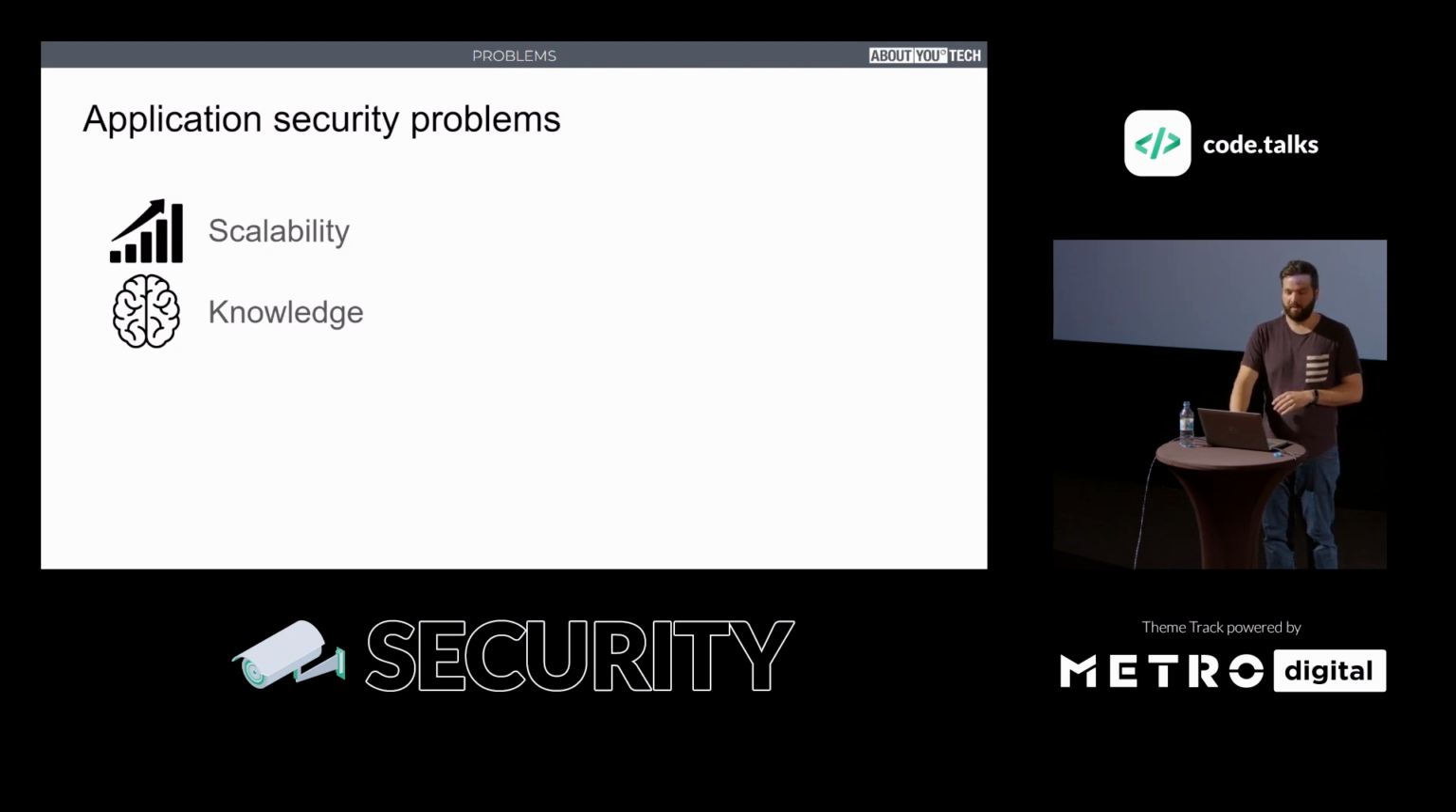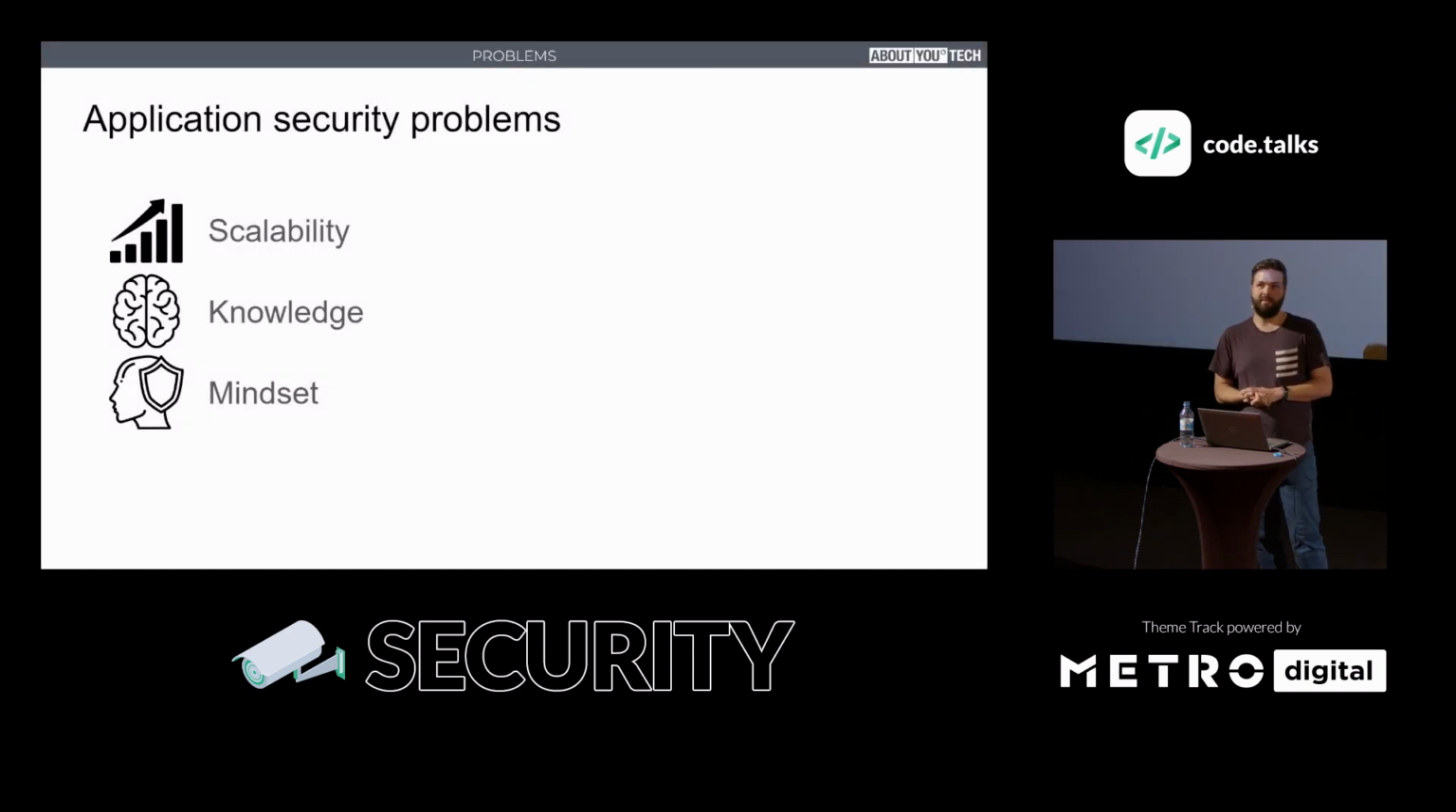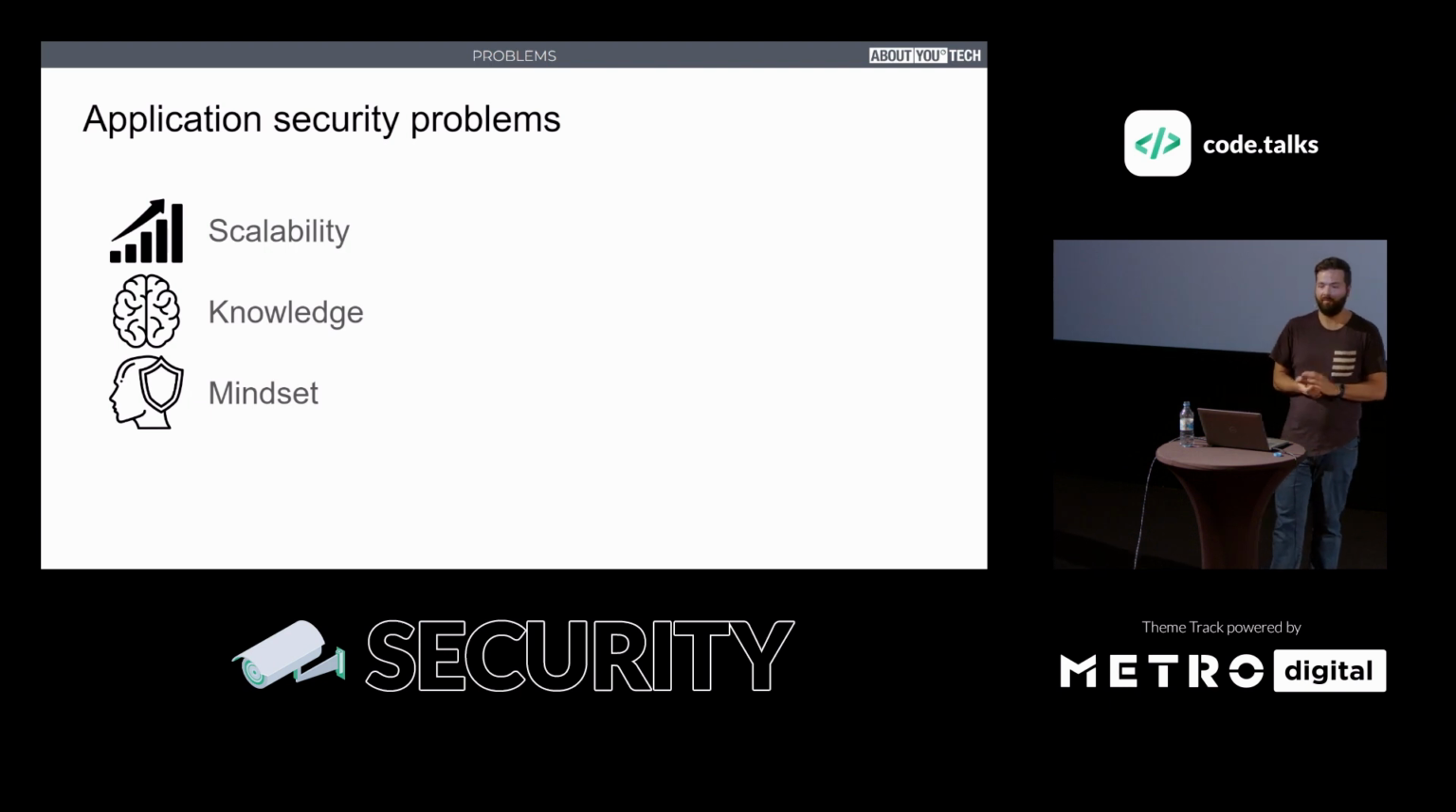The third category I would like to talk about is the mindset. So application security works only if everyone involved is security minded. It is a common problem that there is a lack of accountability and responsibility within dev teams. I don't know how many of you, if you're a developer, are actually responsible for the security of the software you're writing. Are you held accountable for any security issues you introduced in the code base?